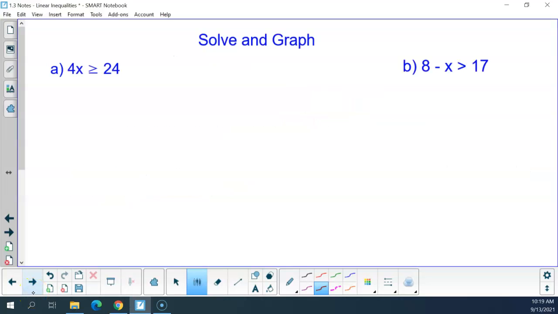So let's get into it, let's solve, graph, and interval notation, all of this. Okay. So 4x is greater than or equal to 24. First thing that you would think about doing, in your brain, you're thinking about it as 4x equals 24, and you're just solving. Okay? So what would be the first thing that you would solve?